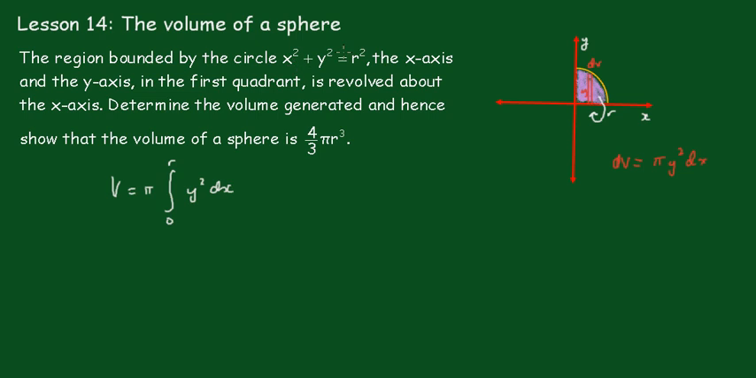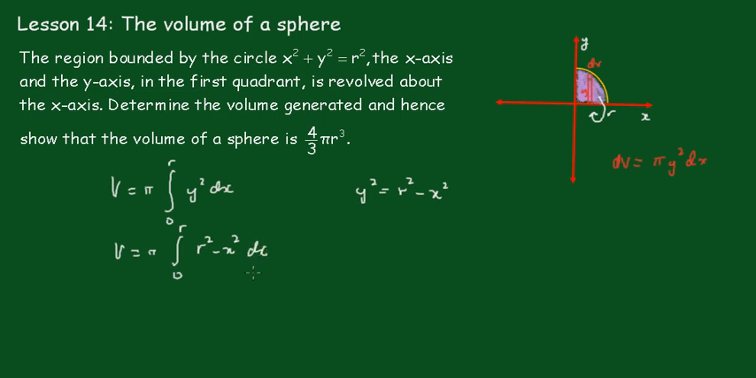Now, from here we can see that y squared equals r squared minus x squared. Now this r is a constant. It's fixed. You could choose it to be anything you like, 2, 3, whatever, but that's fixed. So our volume then is equal to pi integral between r and 0 of r squared minus x squared dx.